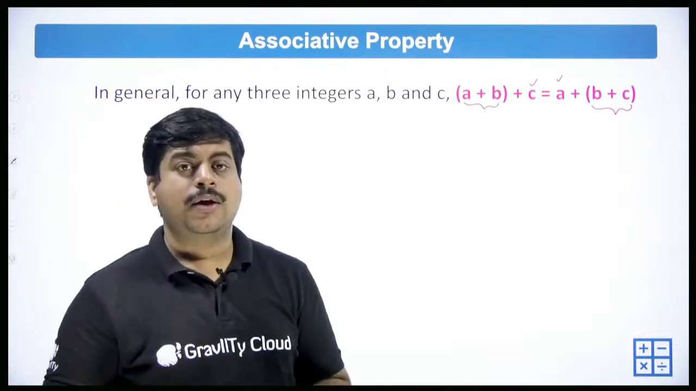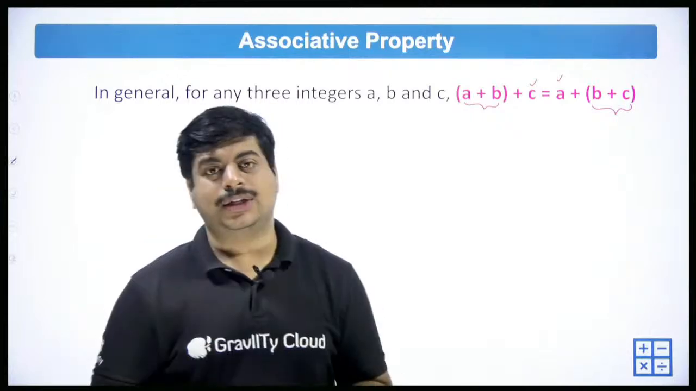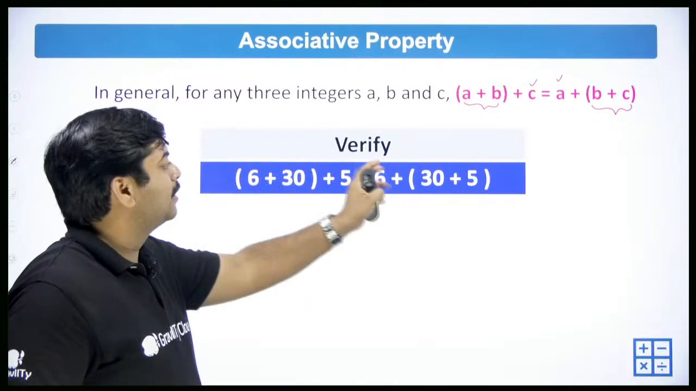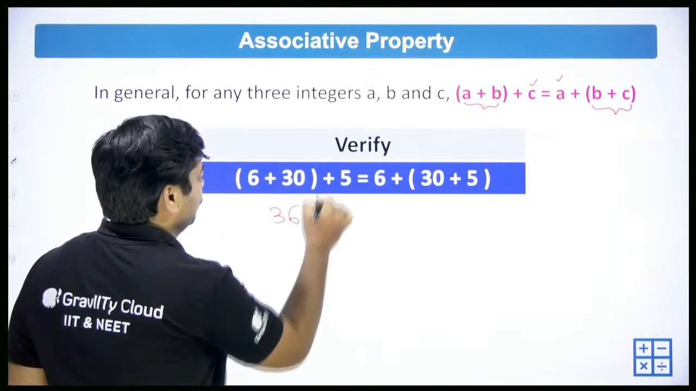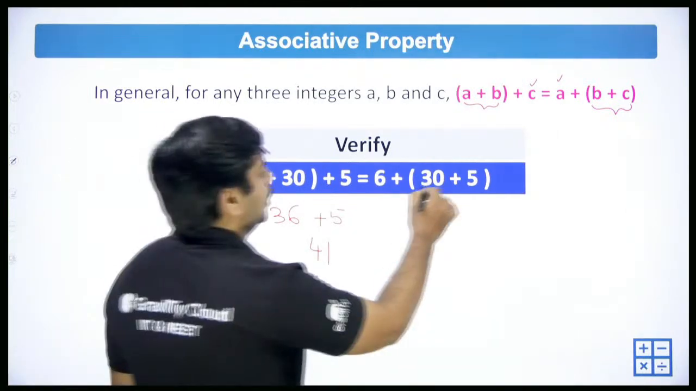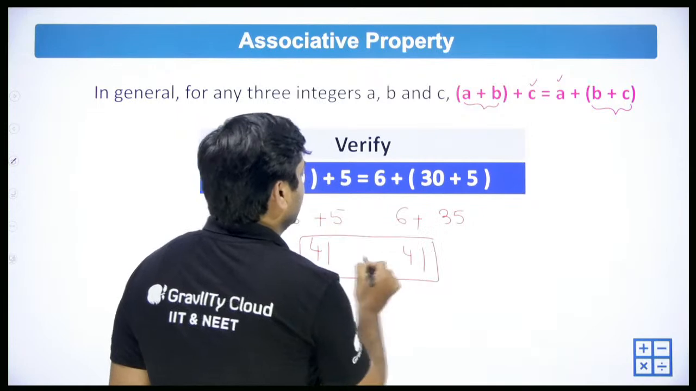Let us try to confirm whether these two are equal. In numbers, yes, they are equal. You can add in any way, but we'll discuss it with respect to integers. With integers we'll again have positive and negative numbers, so we should be very careful. Let us take a few examples. Let me take 6 plus 30 plus 5, and 6 plus 30 plus 5. Straightforward positive numbers. 6 plus 30 is 36. 36 plus 5 is 41. 30 plus 5 is 35, and 6 plus 35 is 41, right? So 41 is equal to 41.